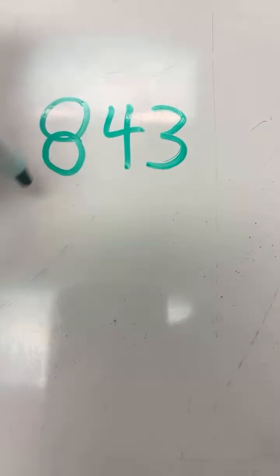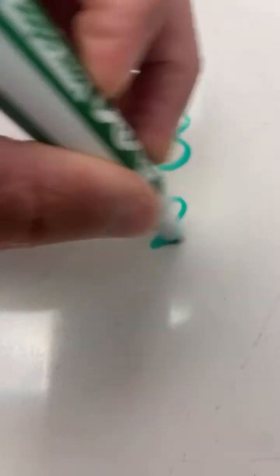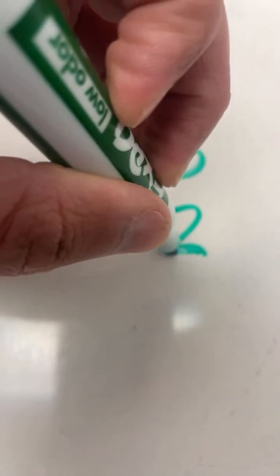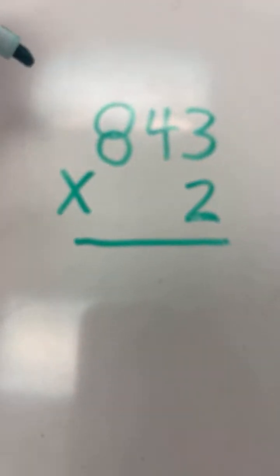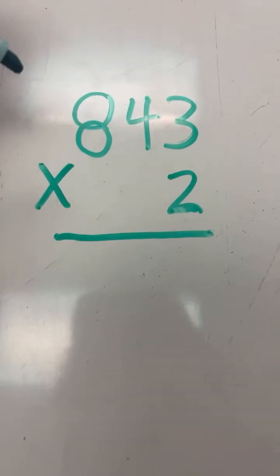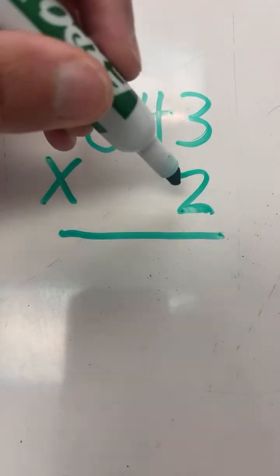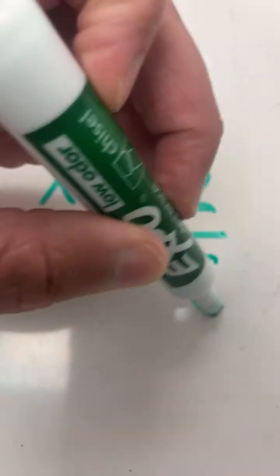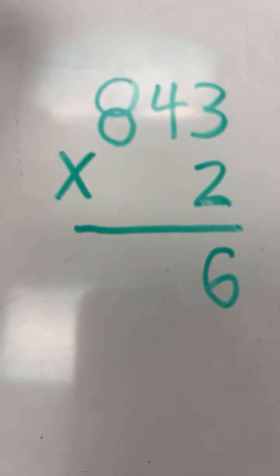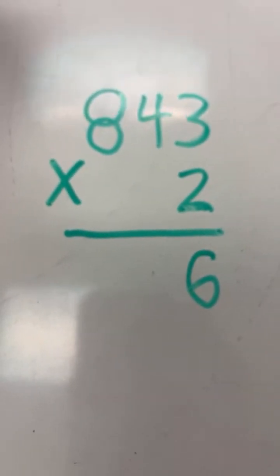All right, 843 times 2. That's our next example problem. So we're going to start in the ones place. 3 times 2 equals 6. Now we do not need to regroup there because our product is less than 10. We only regroup if our product is 10 or more.